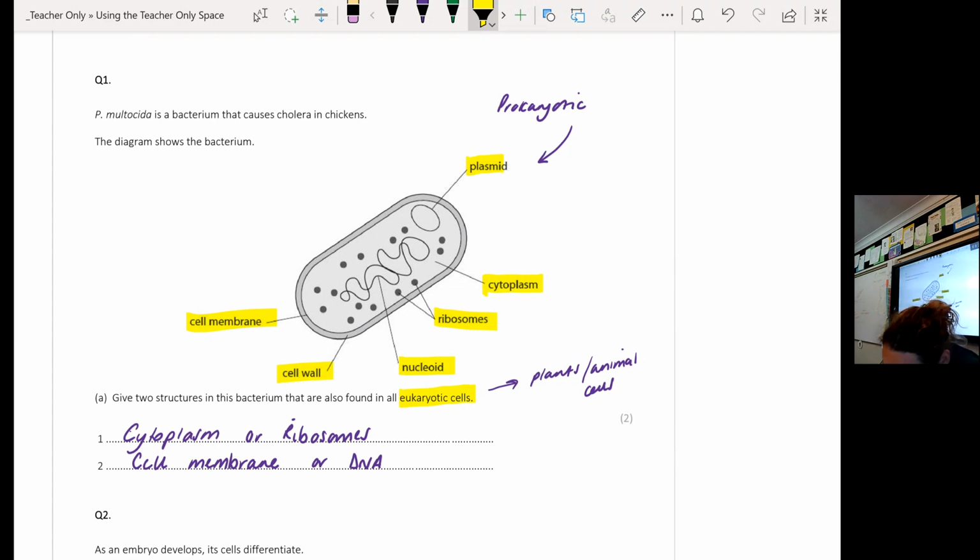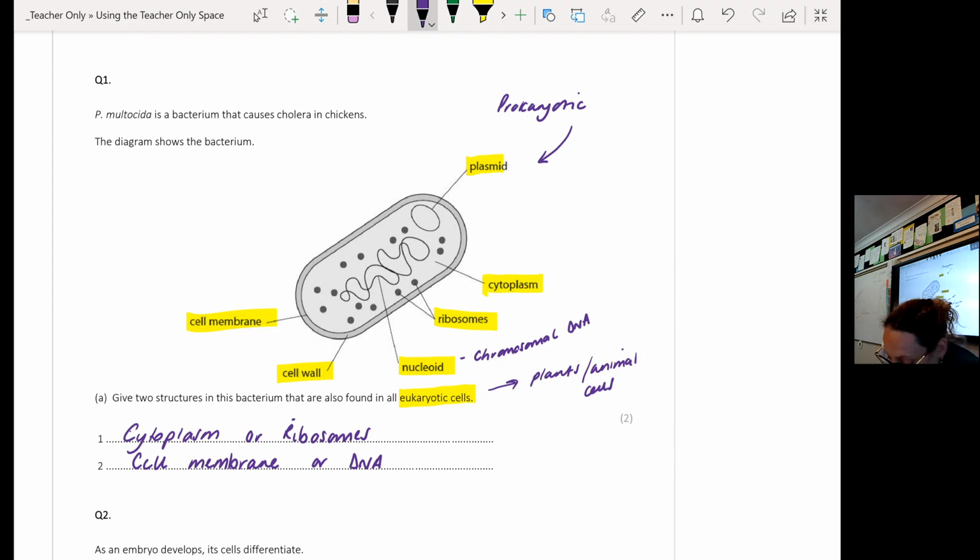And the nice easy answer, you've got cytoplasm or ribosomes or cell membrane or DNA, because my nucleoid is actually referring to DNA. They've been a bit sneaky here. Normally they call this chromosomal DNA, which we also have in our nucleus, but they don't have a nucleus, so to speak. Now, some of you mistook nucleoid for nucleus and you wrote nucleus. That is not the same thing.